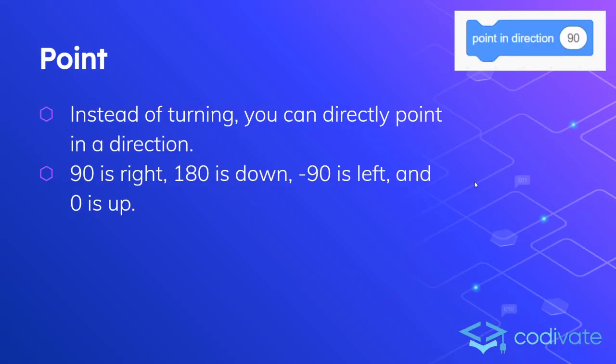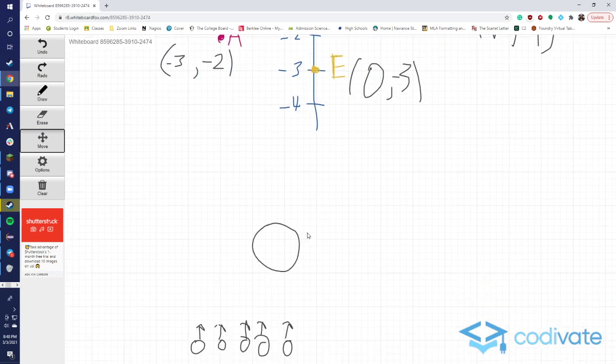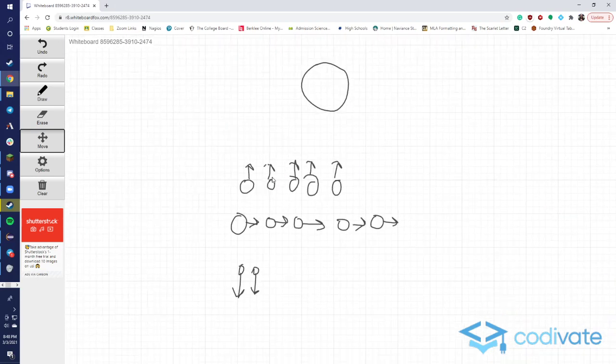The next one has to do with what direction the cat is facing. This is likely one of the most complicated blocks of this lesson, and it is the point block. What happens is it points the sprite in the direction that you write down. So this number is a direction, and really what you can think of it as, if you remember the degrees from earlier, how if you start facing up and someone tells you to turn 90 degrees to the right, or just turn to the right, you would face this way.